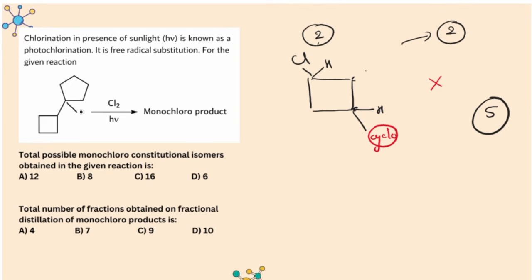Similarly, check on this. So this doesn't exhibit cis trans, right? So only one product. What about here? It does. And here it does. So 1, 2, 3, 4, 5. Similarly, we are going to get 5 products here also. So 5 plus 5 would be 10. So we are going to get 10 fractions in the fractional distillation of the monochloro product of the given reactant molecule. Therefore, the right option here is option D.